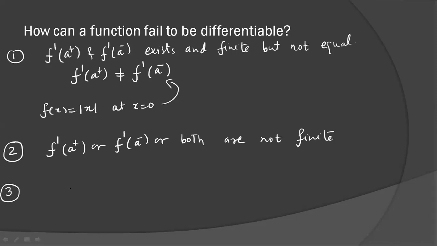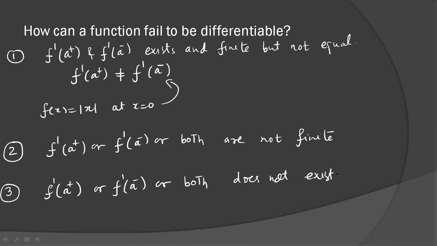And the third is, f dash a plus or f dash a minus or both do not exist. This means they do not even exist. Then in that case, the function is not differentiable at x equal to a.